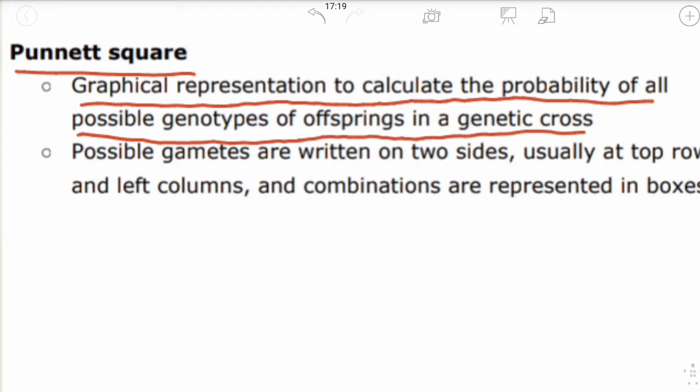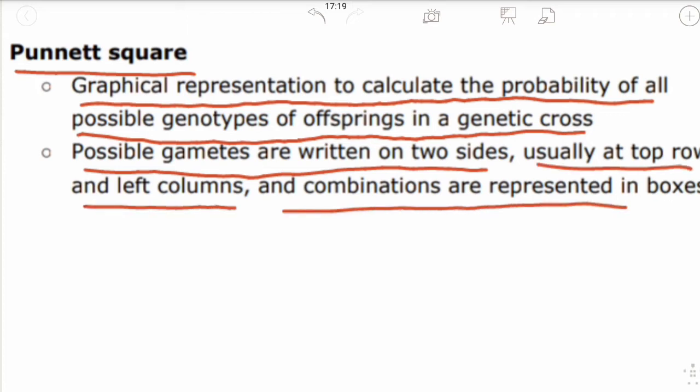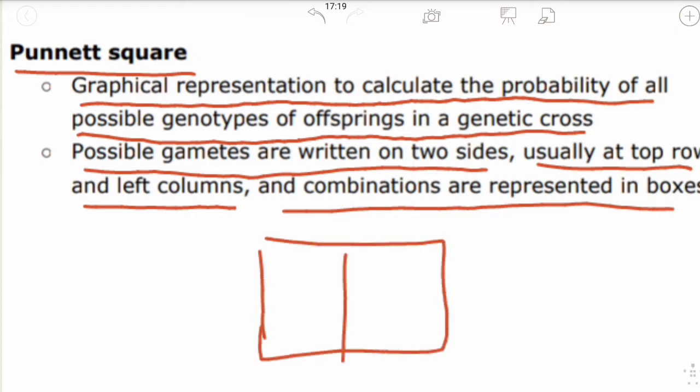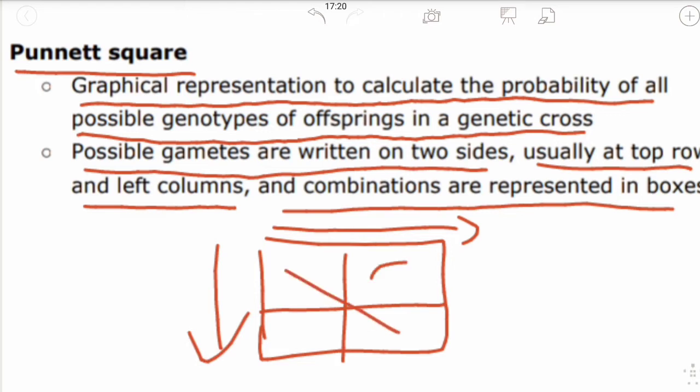Punnett square is a simple graphical representation to calculate the probability of all the genotypic ratios and phenotypic ratios of the genotypes of offspring in the genetic cross. Possible gametes are written on two sides, usually at the top row and left column, and combinations are represented in a box. So what does it mean? This is the box. Possible gametes are written here on the left as well as on the top row, and the crossing is done here. Understood? This is very simple and easy.